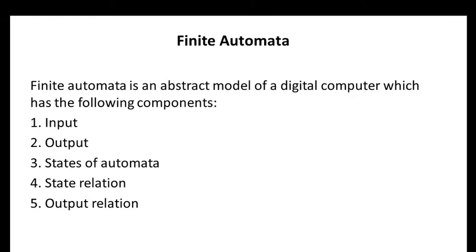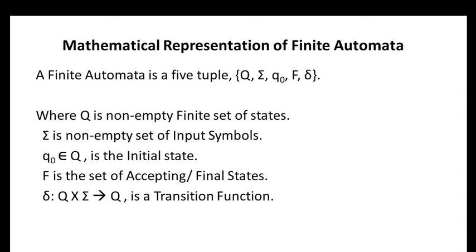So the next topic is finite automata. You already know that finite automata is an abstract model of a digital computer, which has a finite number of states. What are the components in the finite automata? There are five components: input, output, state, state relation, and output relation. These are the five components of the finite automata.